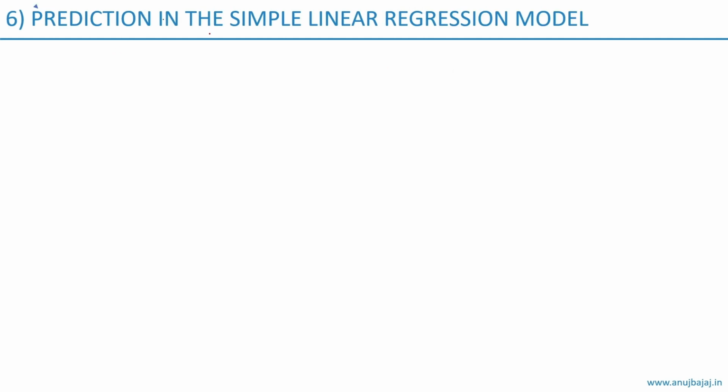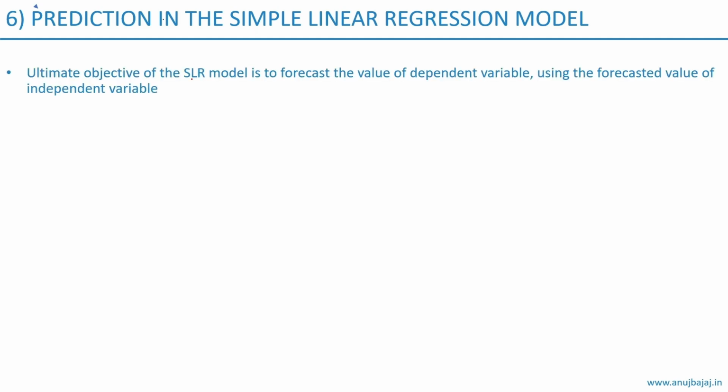Section 6, which is prediction using the simple linear regression model. The ultimate objective of a linear regression model is to be able to forecast the value of the dependent variable using the forecasted value of the independent variable. Suppose an analyst regresses GDP of a country against the short-term interest rate. So he wants to forecast what could be the GDP for the next year. So he forecasts what could be the short-term interest rate for the next year, and using the forecasted value of the independent variable, he forecasts the dependent value.